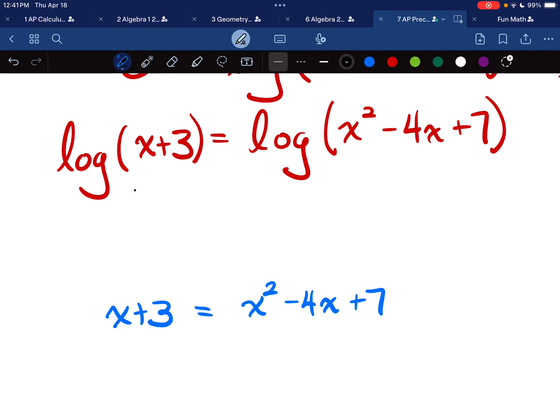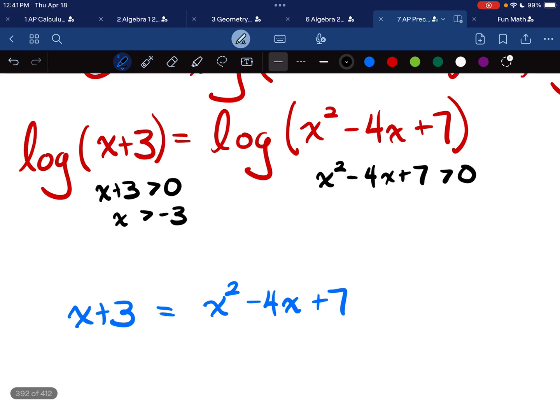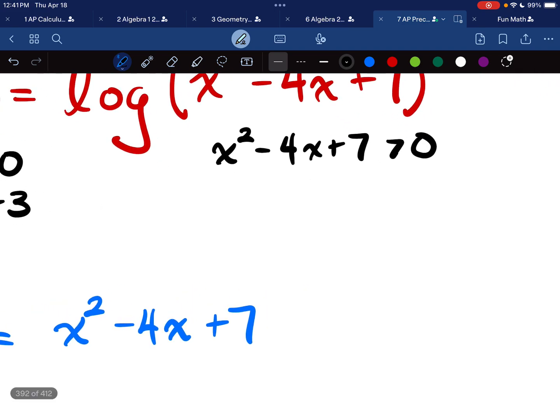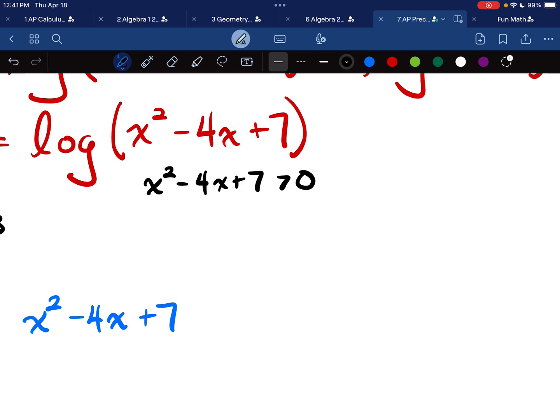So how do I do the domain? Well, the inside, x plus 3, has to be greater than 0. And the inside, x squared minus 4x plus 7, has to be greater than 0. That's the definition of where these things are positive. This one is easy. It's x is greater than negative 3. This one is a little bit tricky. I need to say that this is greater than 0. And how are we going to make this thing greater than 0?